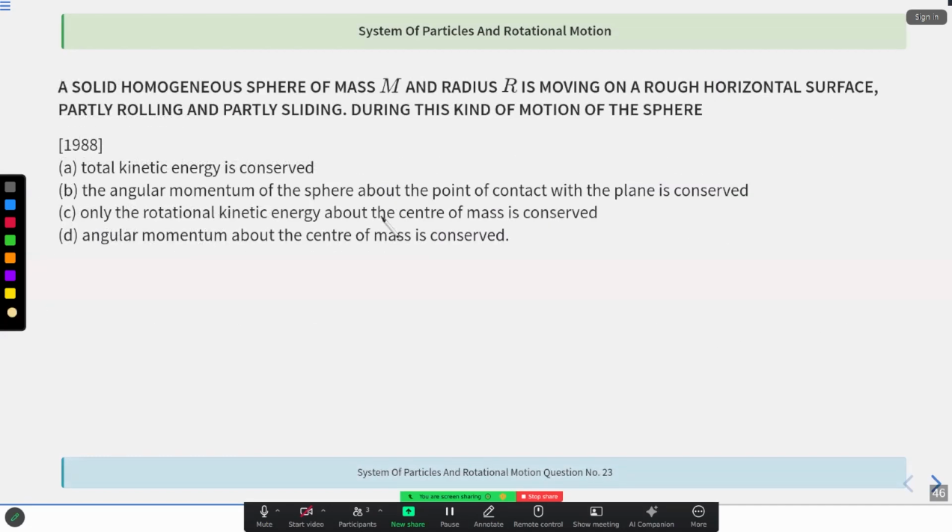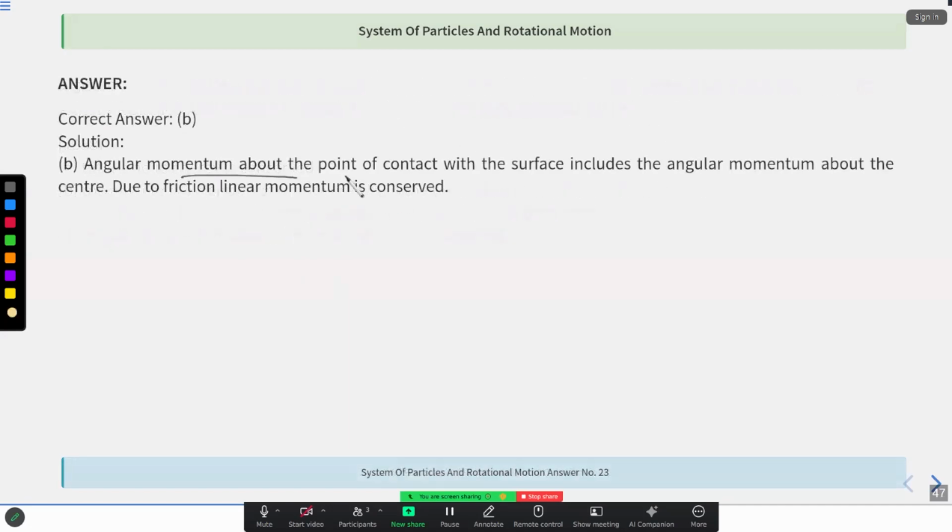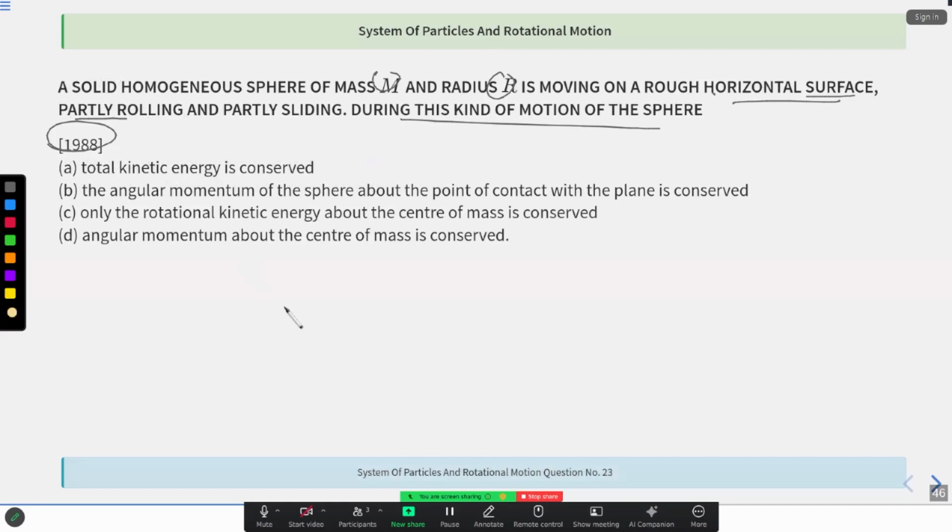Again, a very easy question. This question had come in 1998. A solid homogeneous sphere of mass m and radius r is moving along a rough horizontal surface, partially rolling and partially sliding. During this kind of motion, the angular momentum about the point of contact with the surface includes the angular momentum about the center. Due to friction, linear momentum is not conserved. This is one of the easy questions to apply. The angular momentum of the sphere about the point of contact with the plane is conserved. I hope this is clear.